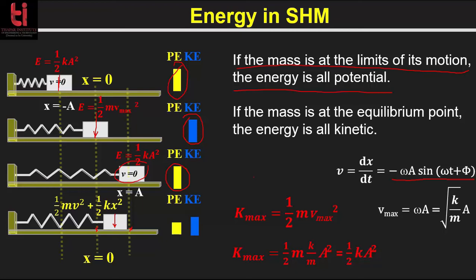That means V maximum is equal to omega into A, and that will be equal to root k by m into A, where A is the amplitude of the oscillation. Now if you put the value of V max in the expression of the kinetic energy, you will get the maximum kinetic energy as equal to half k into A square.